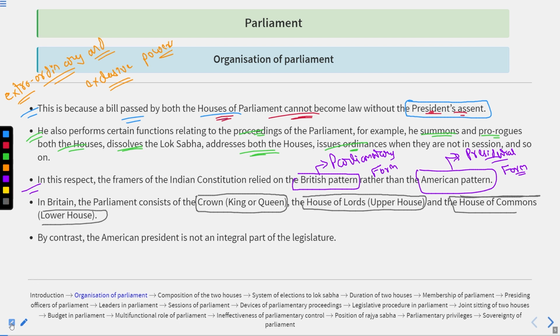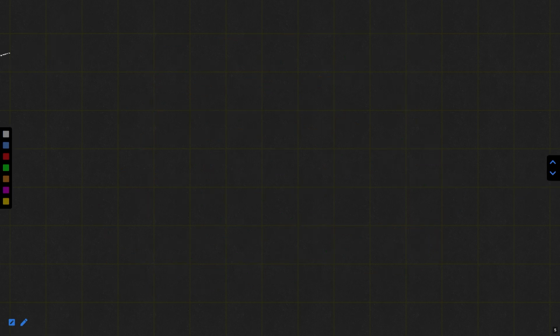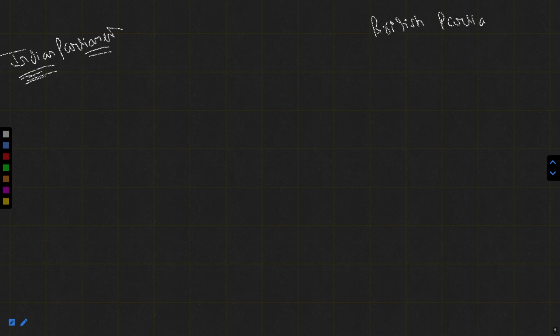So basically, if we compare the Indian Parliament with the British Parliament, then what is here to know?